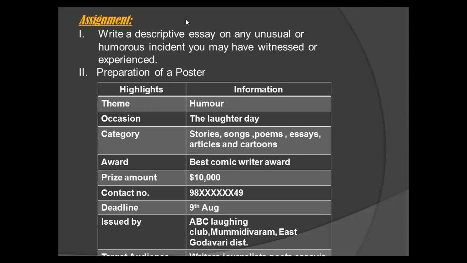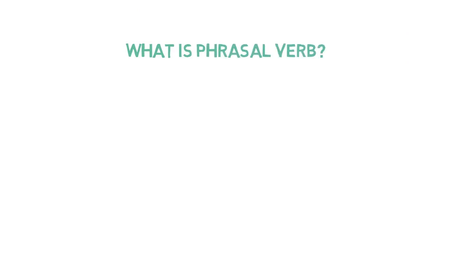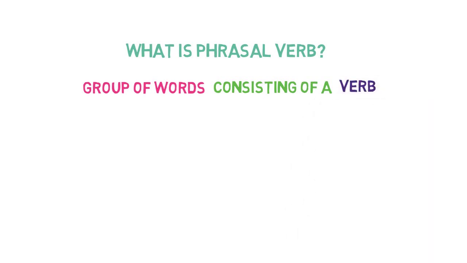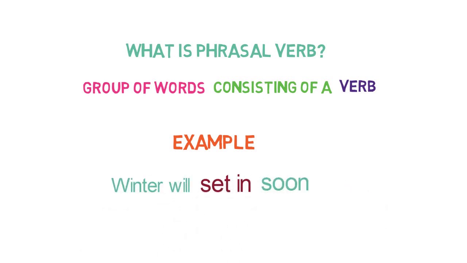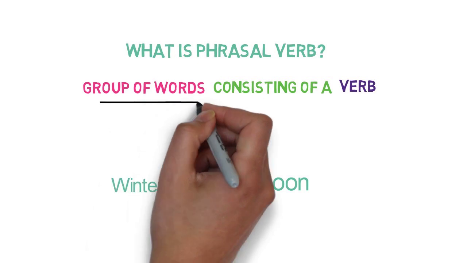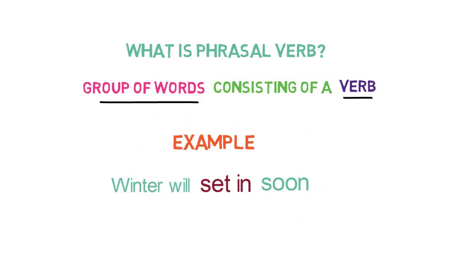Look to it. So, what is a phrasal verb? Now, we know that a phrase is a group of words. A phrasal verb is a group of words consisting of a verb. Let's look into a sentence example to make things clear. Winter will set in soon. Here, set is a verb and in is an adverb in this context. If we combine both, then it is a group of words and it consists of a verb. Hence, it is a phrasal verb.